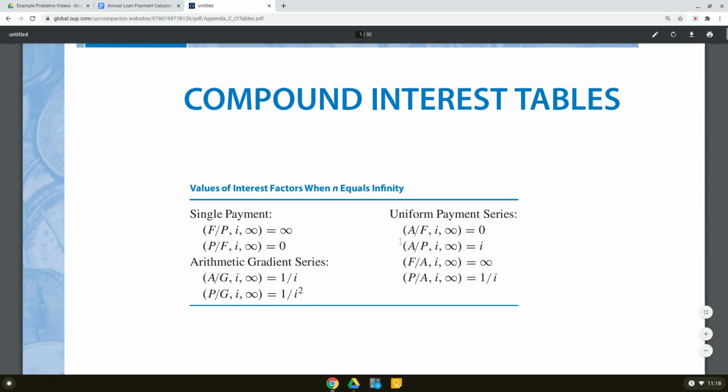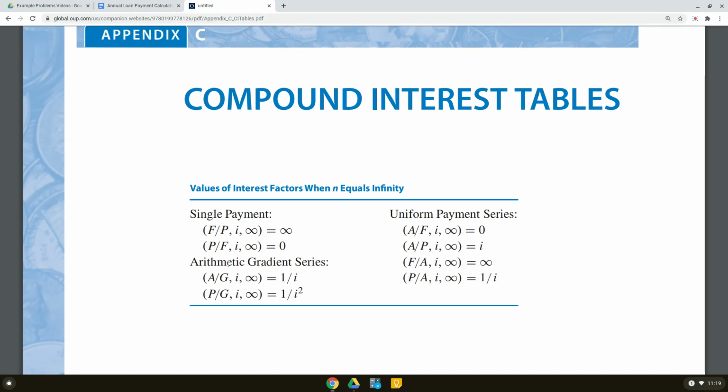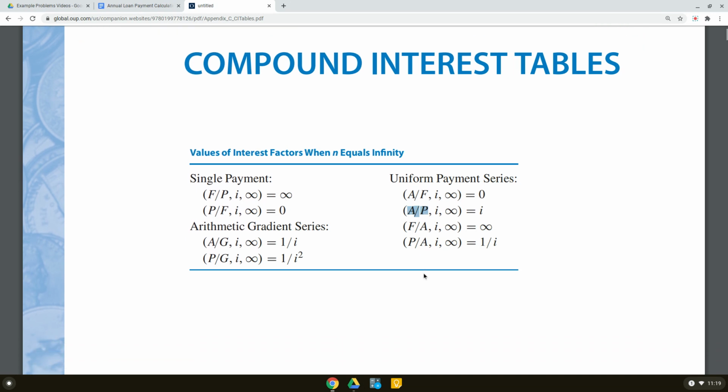In compound interest tables, you can find lots of factors based on what is given and what you want to find out. If P is given and you want to find out F, you should be looking for F given P. If F is given and you want to find out the present value P, then the P given F factor, and so on and so forth. In this problem, we are looking for A given P. P is given to us and we want to find out the equivalent A. So that is the factor we are looking for, right? So I'm going to scroll down.